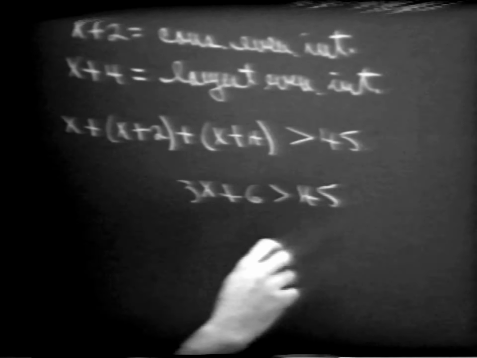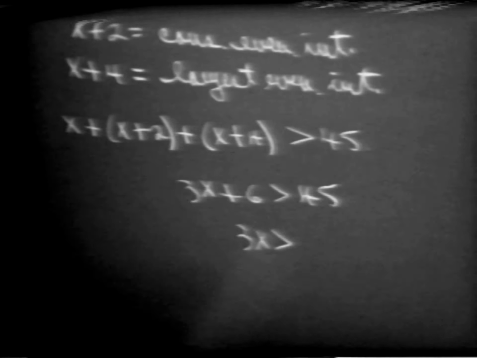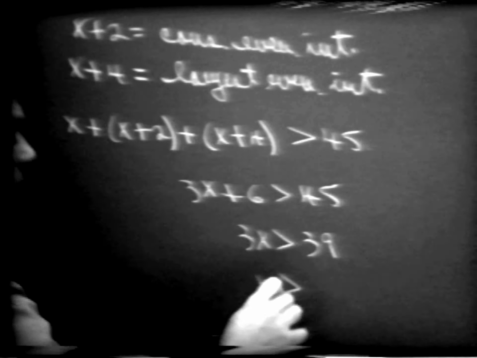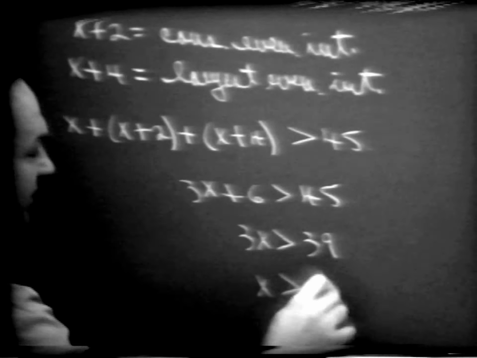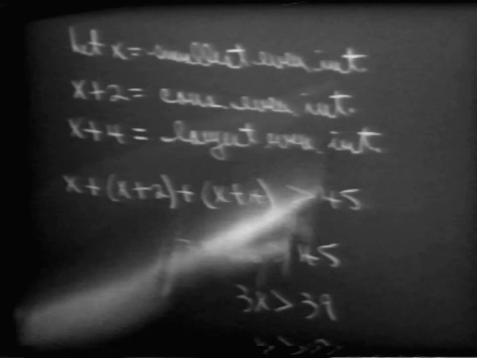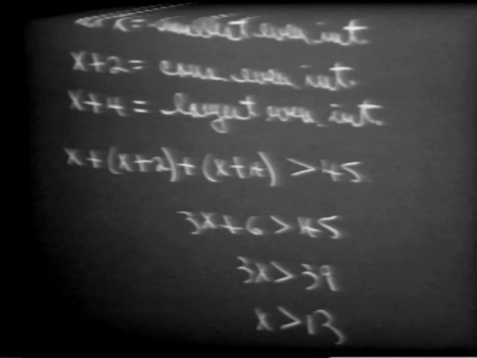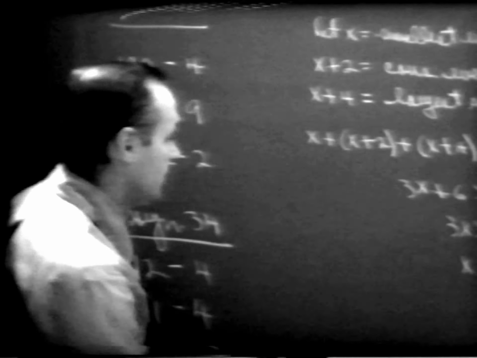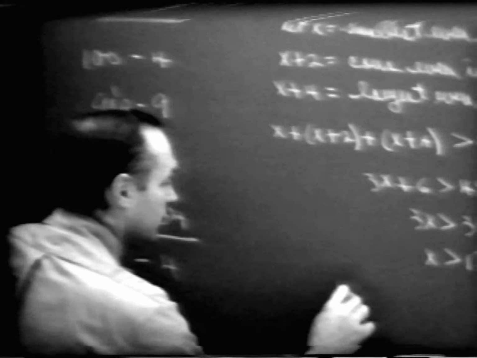And we don't want 6 here, so we end up with what? 3x is greater than 39, and you say x then must be greater than 13. Now, x must be an even integer, and we came up with x is greater than 13. So what's the first smallest even integer? And Barb says 14. So you suspect that the integers are going to be what? 14, 16, and 18. Is that right?